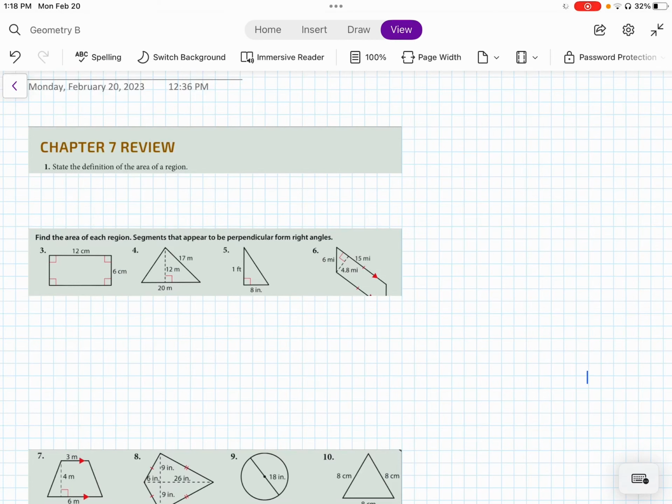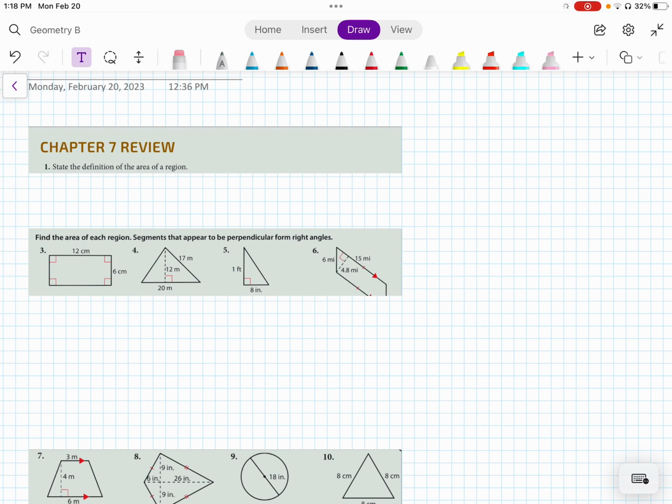We're going to look through this Chapter 7 review. So we will start off with the first question. I do have a couple things skipped here, but number one, state the definition of the area of a region.